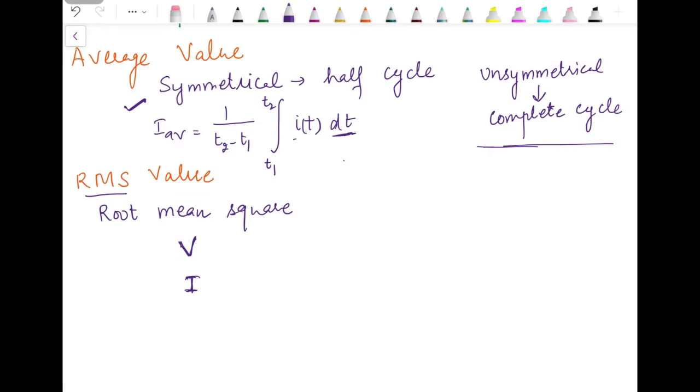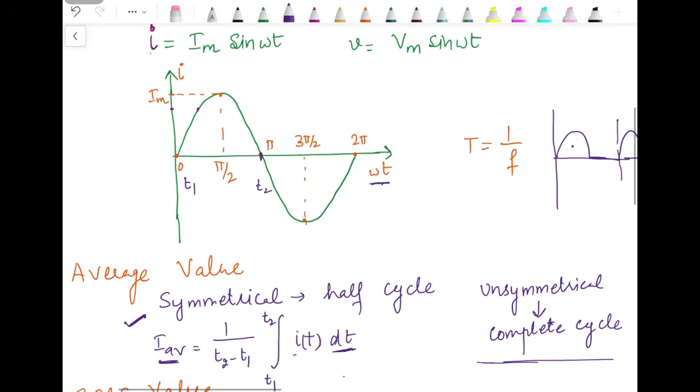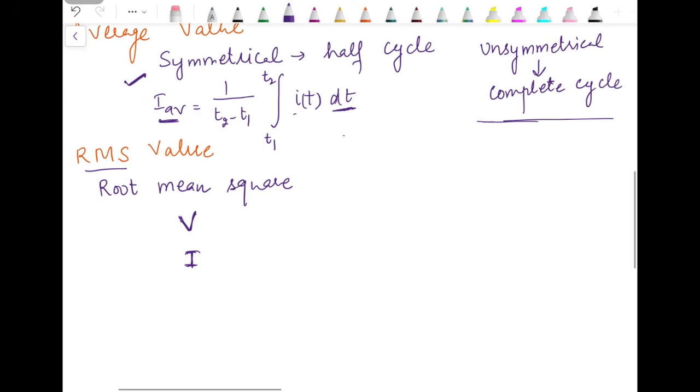Only I or only V. For average, we will write IA. For maximum, we write IM or I max. But for RMS, we simply write V or I. And the rating of AC circuits is actually in RMS quantities only.